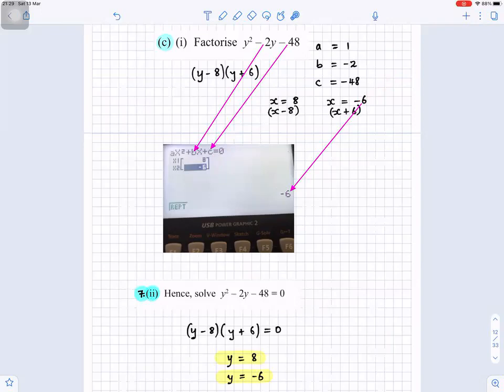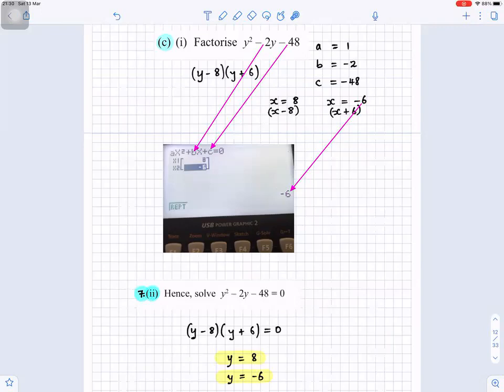So if x equals 8, and if you take 8 to the left side, it becomes minus 8. So x minus 8. And x equals minus 6. You take minus 6 to the right, it becomes plus. So x plus 6. So you have y minus 8 bracket y plus 6. So you've used your calculator to get those values. You can still do them without using the calculator, but you are allowed calculators, so you may as well use it.